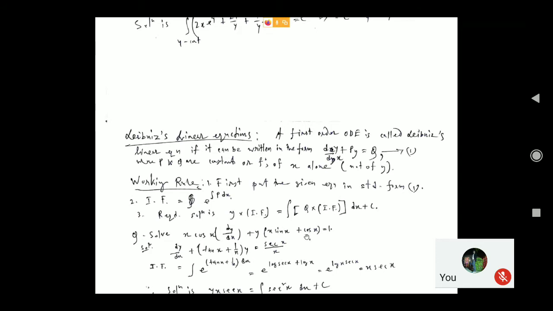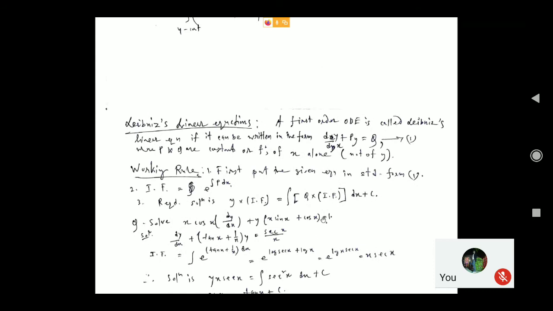Let us see if we can put it into Leibniz form. Leibniz form is this. If we can put an equation in this form, then it is called Leibniz's linear equation, and we have a ready-made working rule for this. We want to put it into this form: dy/dx plus Py equal to Q. The given equation is this. Let us rearrange it into this form.